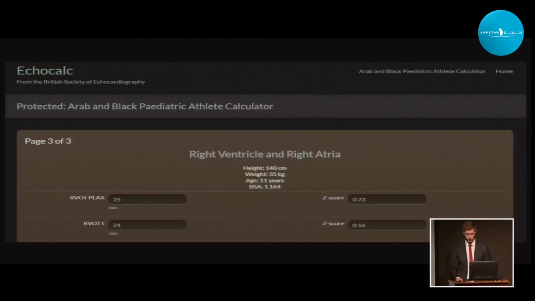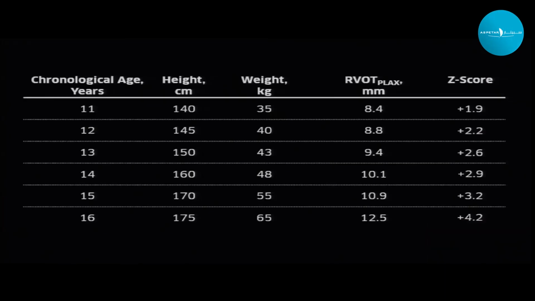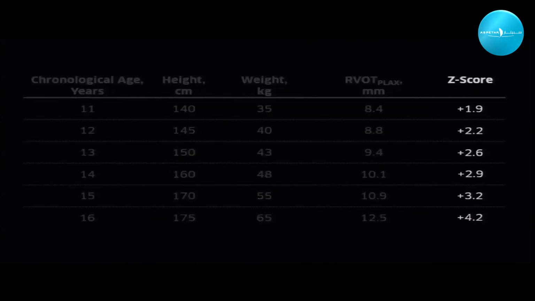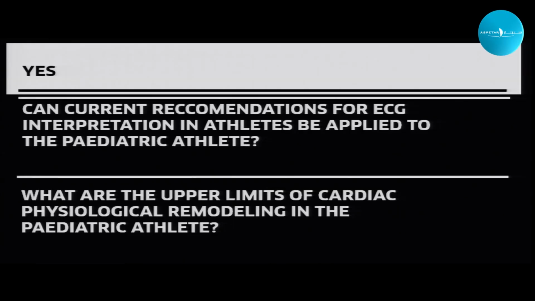And I think you'll agree with me if we think about that worked up example I gave you, where we had all these measures, we had an increase in height, weight, with this chronological age. If we pay attention to the Z-scores, that process becomes a little bit easier to distinguish between what might be a physiological response or perhaps an indicator of a heart condition. So in summary, our question for today was, do pediatric athletes present an athlete's heart? I think we can say yes.